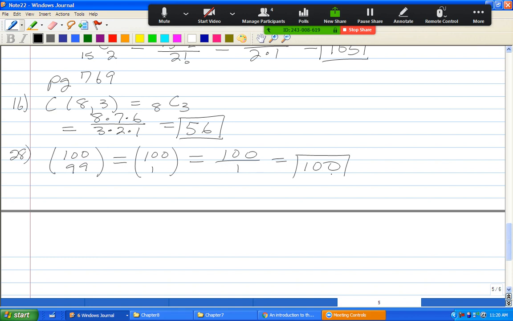Oh, so the answer is 100. So even though you can't put it on your calculator, you can do it in your head. 100C99 is just 100. Okay. Of course, if you have the NCR button on your calculator, which you should, then you should be able to calculate that.